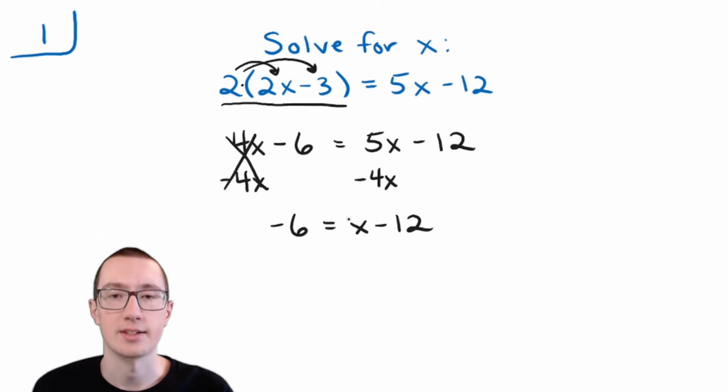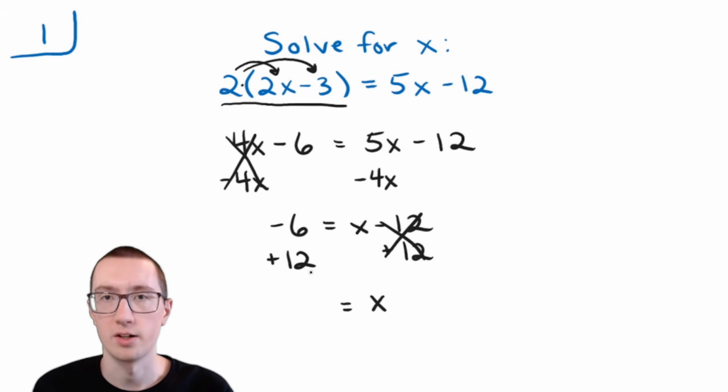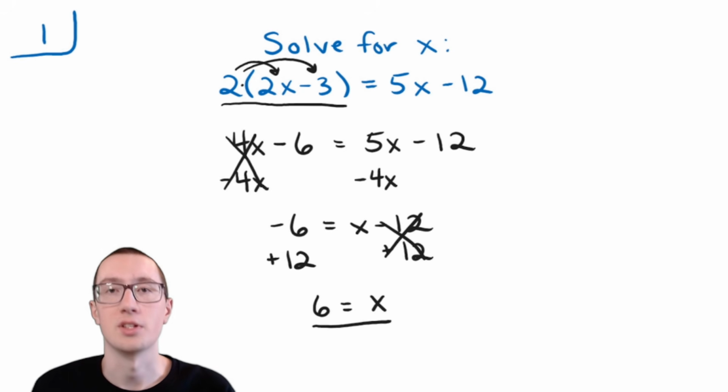And now we just need to get x by itself on this side of the equation. And the only thing in its way is this minus 12. So to get rid of it, we'll do the opposite of minus, which is plus. So we will add 12 to both sides. These cancel out. And on this side, you're just left with x. And on the other side, we have minus 6 plus 12, which works the same way. I know that negative numbers can get confusing, but remember, these are interchangeable. This is the same thing as saying 12 minus 6. And 12 minus 6 is 6. So our final answer is x is equal to 6.